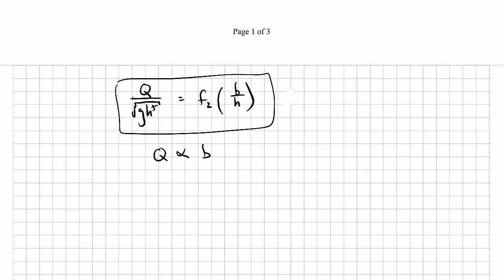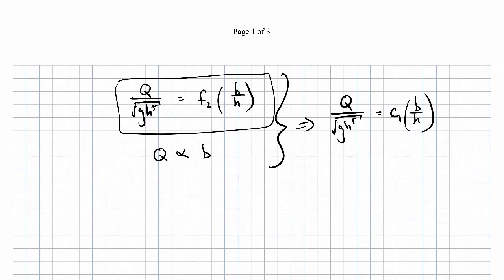If I combine these two together, it means that q all over the square root of g h to the 5th, square root the whole thing, has to be some constant times b over h. So now q is in fact proportional to b. I don't know what that constant is without running an experiment and getting some values, but certainly now q is proportional to b. Okay? Well, so now we can actually use it to do some scaling.